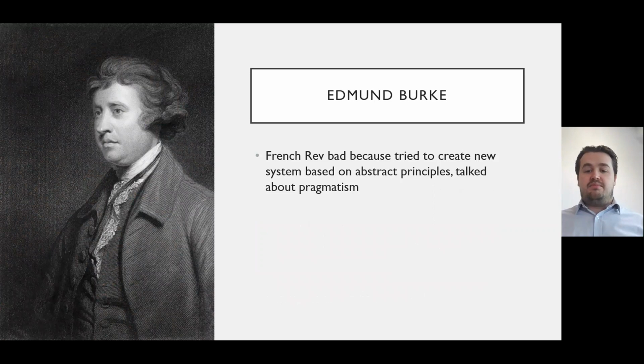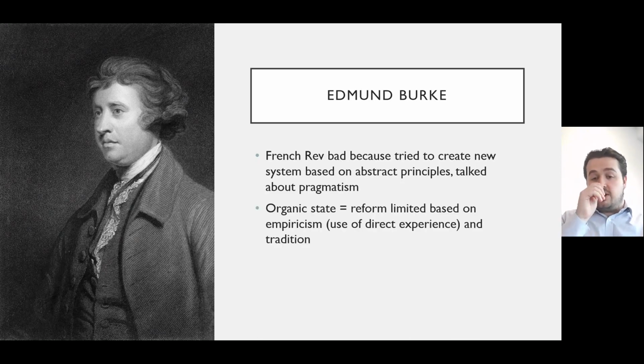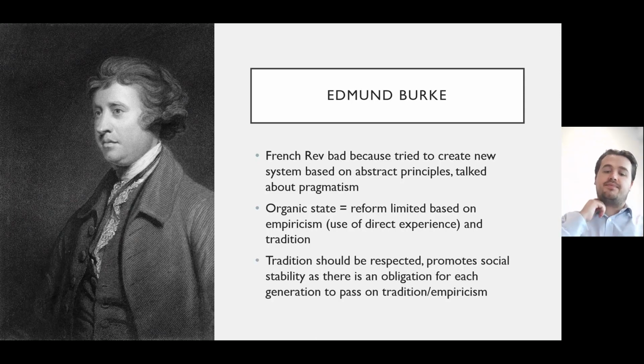So number two, Edmund Burke. He said the French Revolution was pretty bad at the end of the 1700s, because it tried to create a new system which was based on abstract principles. He also talked about the fact that rather than mass social change, focus on pragmatism, focus on small evidence-based change over time. Burke recognized the fact that an organic state existed over time and that you should place your faith in that. So you would limit reform based on empiricism, so your direct experience, your evidence, and the tradition that has happened before. It's not a complete rejection of reform, but it's saying that it should be small and limited over time.